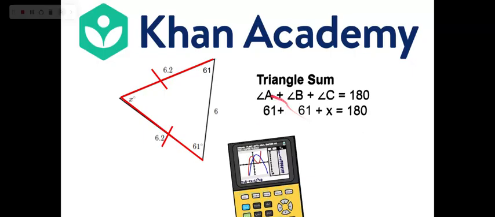Okay, so I'm going to plug it in. I have 61 plus x equals 180. And now I'm going to combine like terms. I get 122. To get it to the opposite side, I do the opposite, so I'm going to subtract it using my calculator, and I get 58. You don't have to use a calculator. It just makes it go a little faster, and that way we don't accidentally forget to carry a 1.